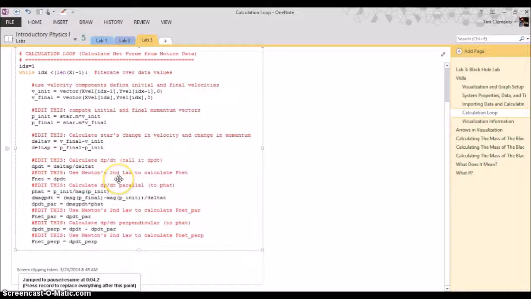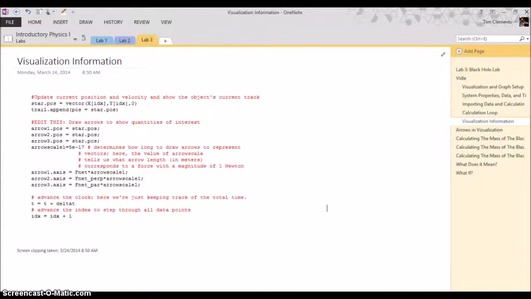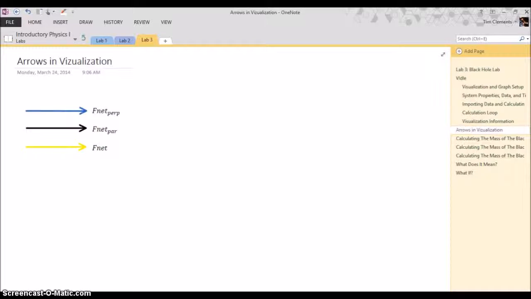These two lines are used to find the net force. The rest of the section is to find the F-net parallel and the F-net perpendicular. This is how I set up the program to visualize the data collected previously. When I run the program, keep in mind that the blue arrow represents F-net perpendicular, the black arrow represents F-net parallel, and the yellow arrow represents F-net.